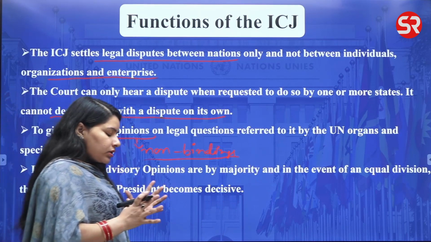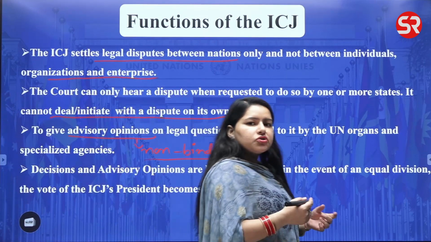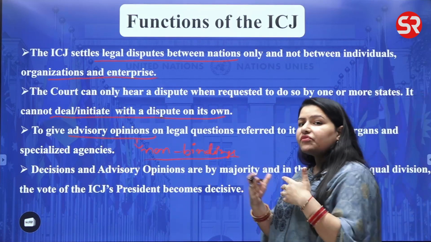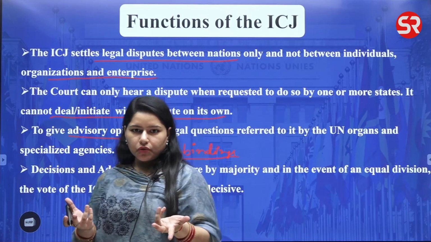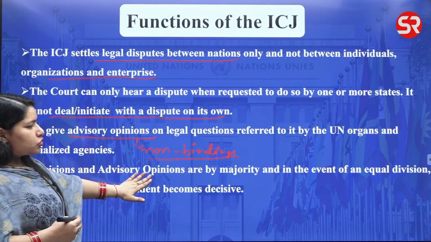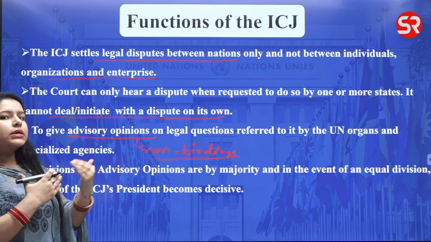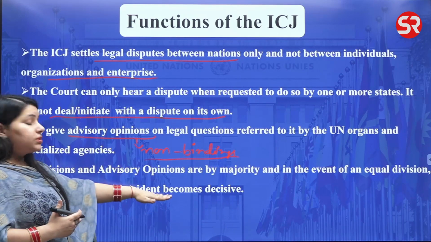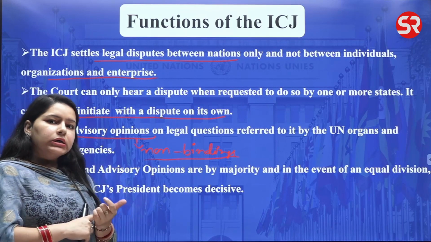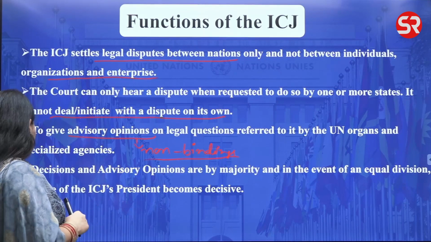So whenever there is a final verdict or a judgment, which judgment shall prevail? Because 15 judges might have different opinions and suggestions. But in that case also the majority prevails, and if there is a tie, then the vote of the president becomes decisive. The final decision comes from the vote of the president of the ICJ, right?